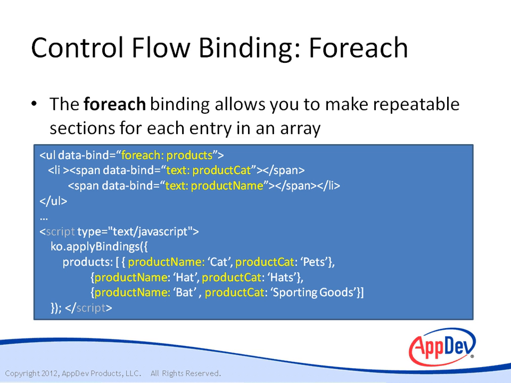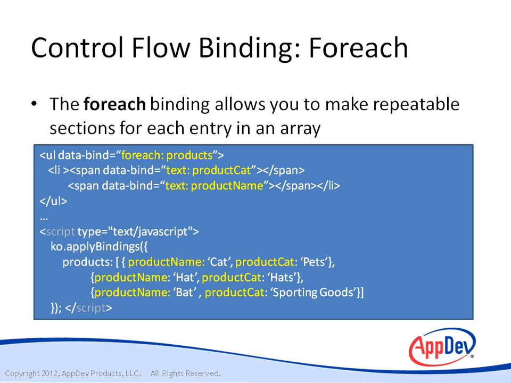observable array. Within that, it has an li, and then it has 2 spans, which each have a text binding. One is product cat and the other is product name. So what this is telling the code to do is that it will loop through and recreate li tags with the product cat and the product name for every product that it finds in the array.